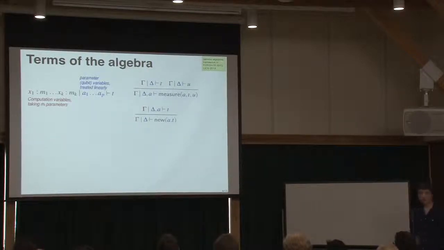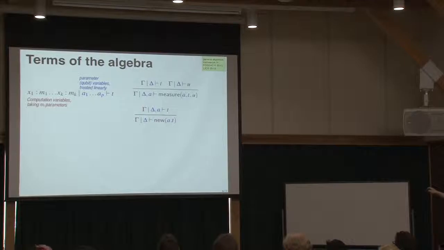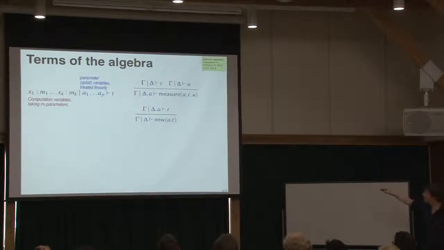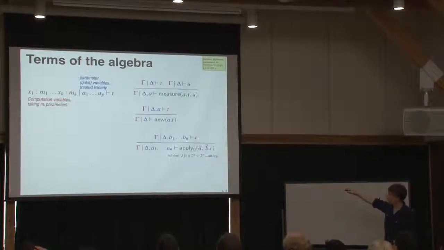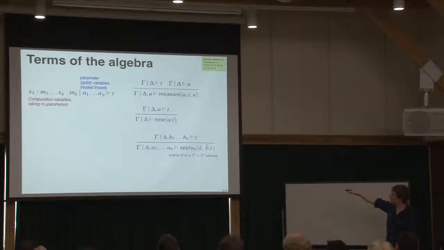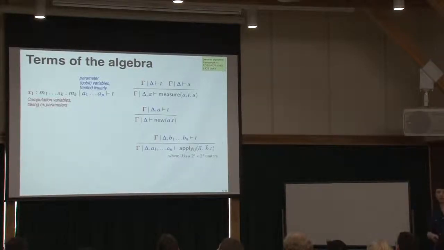And then the term formation rules for quantum computation consist of three things. First of all, measurement. Secondly, new. What this is saying is if you've got a quantum computation involving qubit A, you form a new quantum computation that allocates A, initialized with 0, and continues as T. Lastly, if we've got a quantum computation T, it depends on, in particular, n qubits. What we can do is build a new one, which first applies a unitary gate to the n qubits, here called A1 to AN, produces some new qubits, B1 to BN, and continues as T.